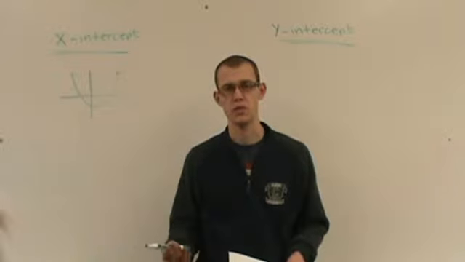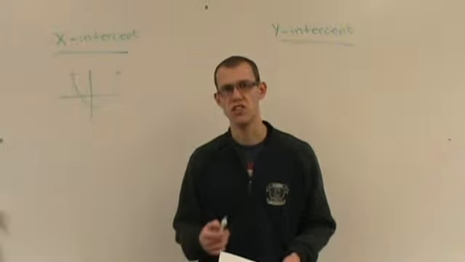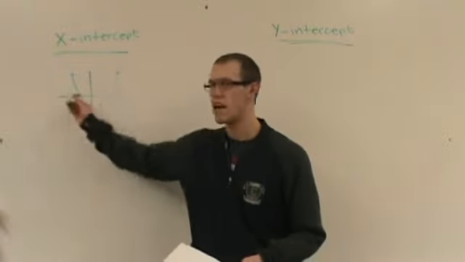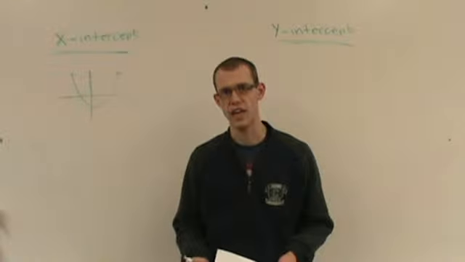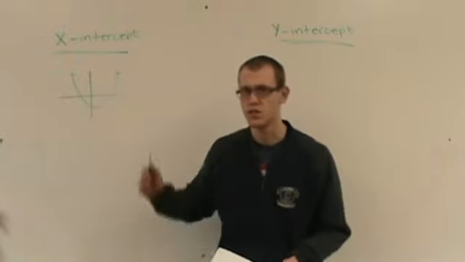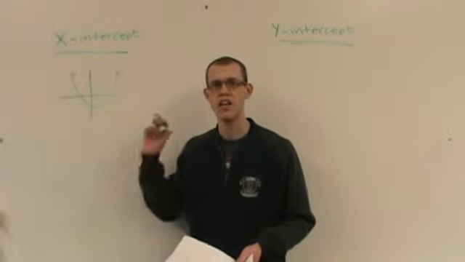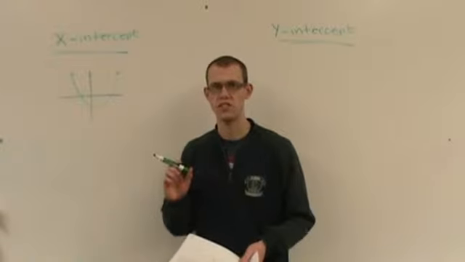When we talk about intercepts with graphs, we're talking about the graph crossing the line or path of our x and y axis. So the graph crossing the line of the x or y axis. So the x-intercept, we're talking about when the graph crosses the x line. So again, the x line, the one that runs horizontally.